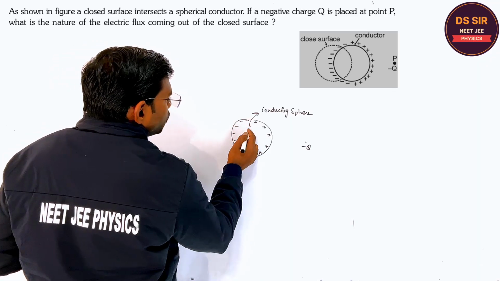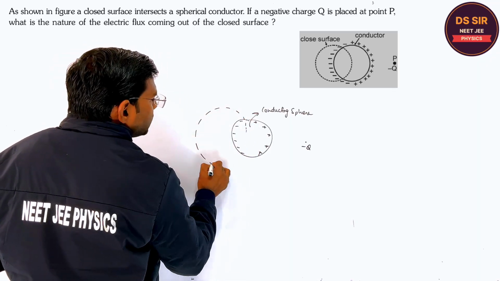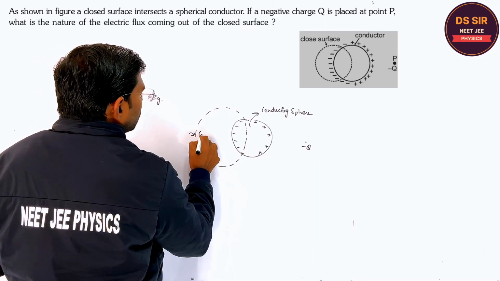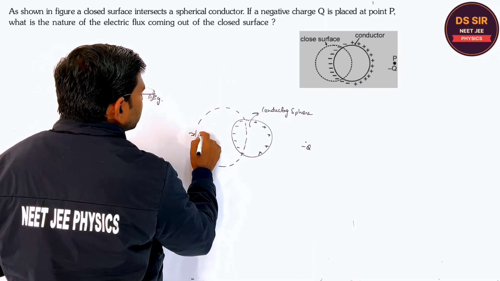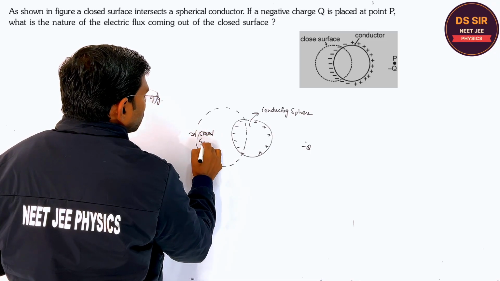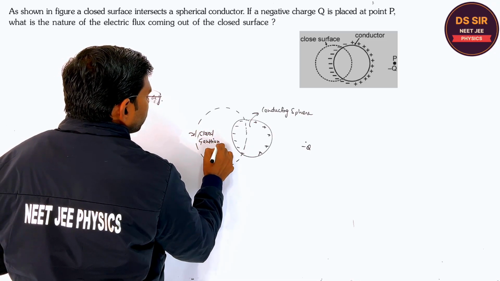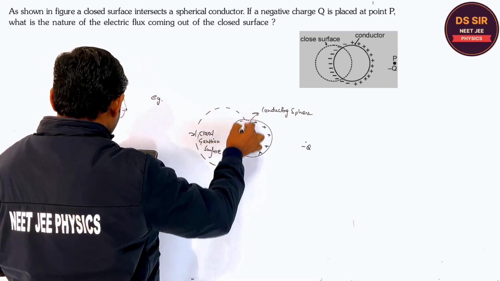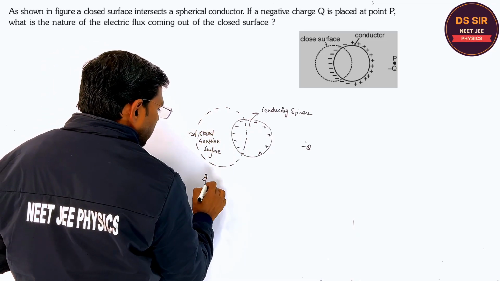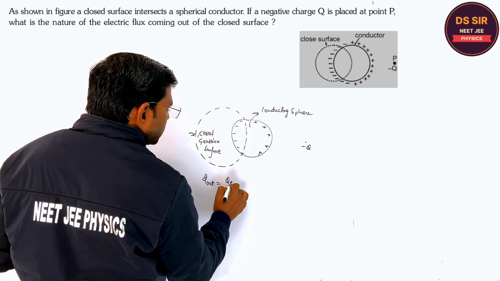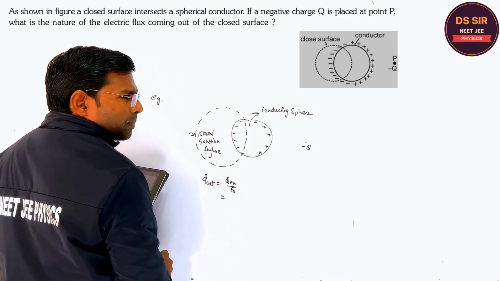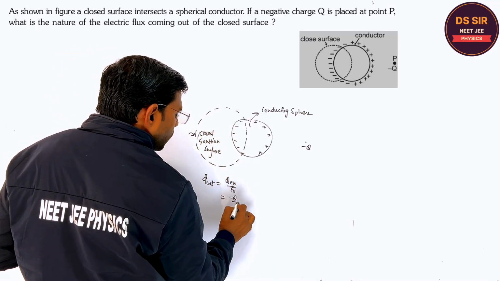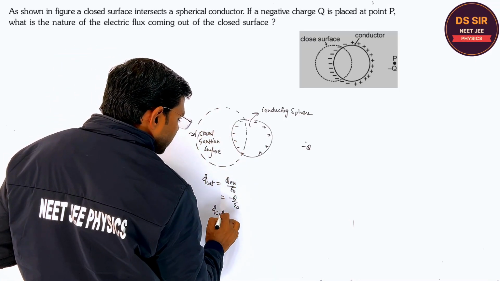Yes. Now if you assume an imaginary Gaussian surface is this, right? This is a closed Gaussian surface. Is it clear or not? So in this closed Gaussian surface, what is the outward flux? It is equal to charge enclosed divided by epsilon naught. So the charge enclosed is what? Say minus q, suppose. So the outward flux is negative.